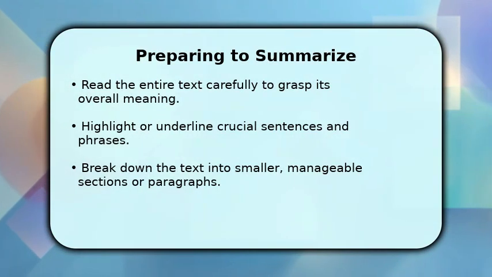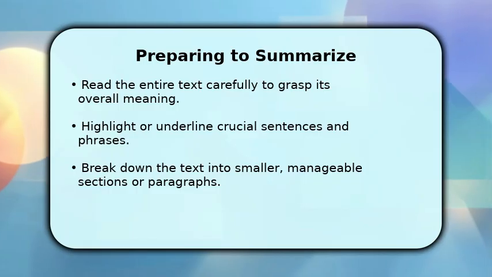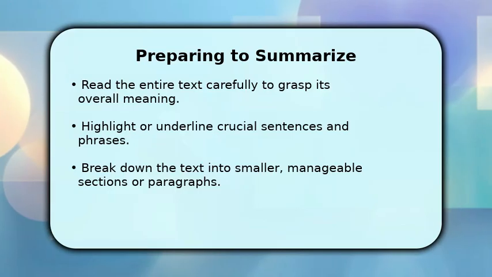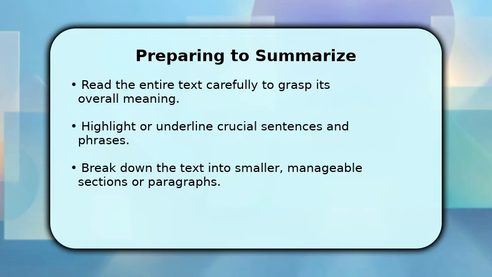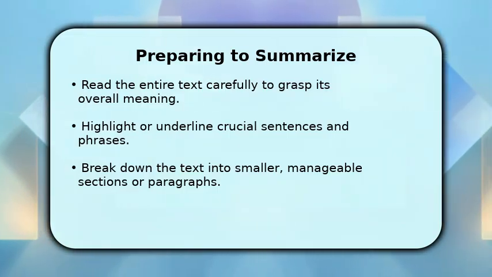Before you even start writing, preparation is absolutely key for an effective summary. Begin by reading the original material thoroughly, perhaps 2 or 3 times, to fully comprehend its central message. Next, actively engage with the text by highlighting or making notes on the most important points. This initial step helps you filter out less relevant information, setting a strong foundation for your concise summary.